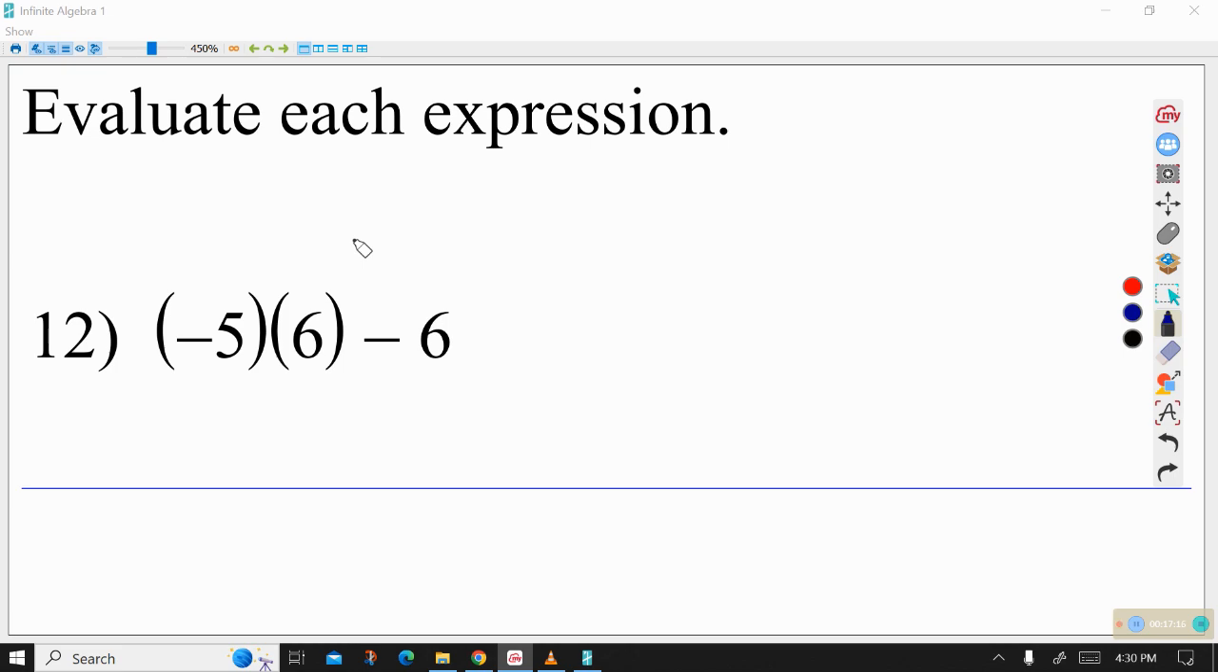All right, for 12, we'll put an equal sign here. And again, we're working from left to right. And we know we have a negative times a positive. So our answer will be negative, and it's negative 30.